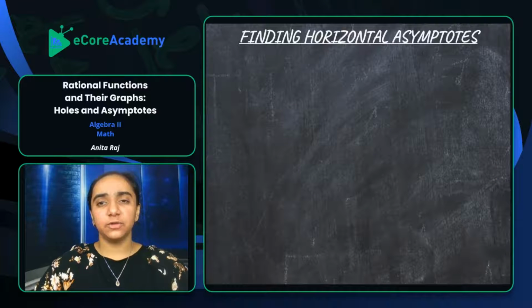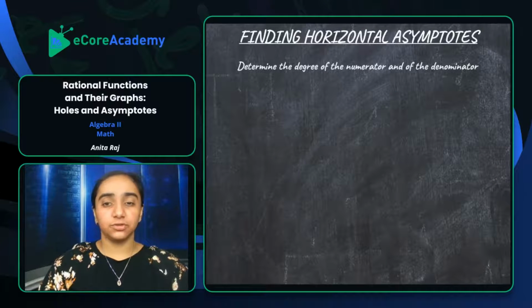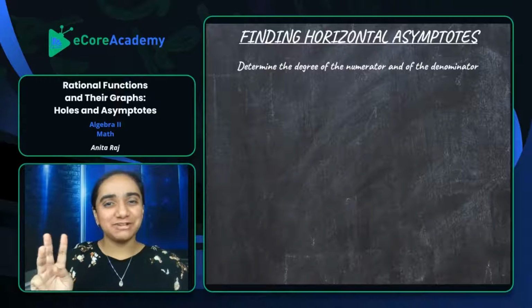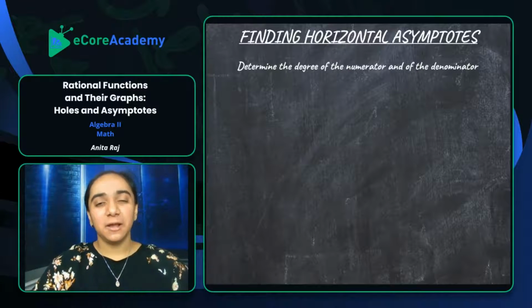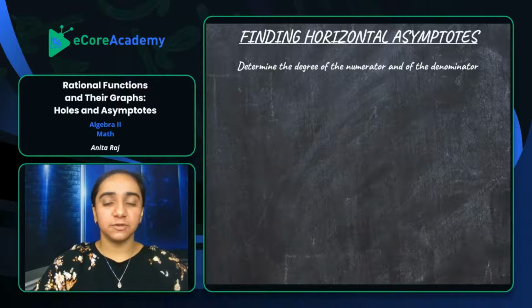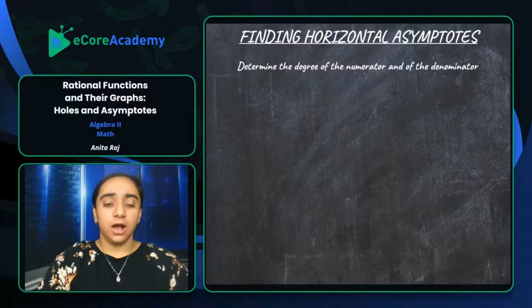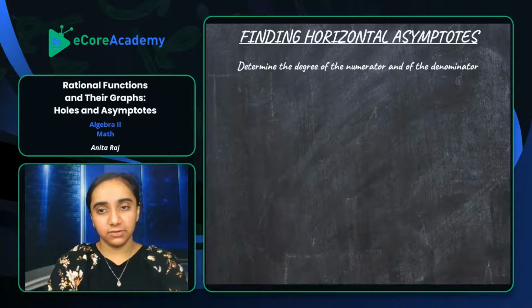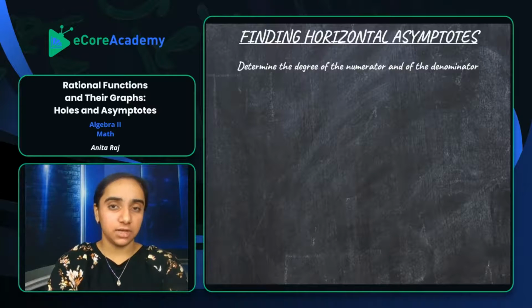So let's talk about how we find horizontal asymptotes. There are three main scenarios you're going to run into when you're trying to find horizontal asymptotes. But the main tactic that you're going to apply is to determine what the degree of the numerator and the degree of the denominator are.